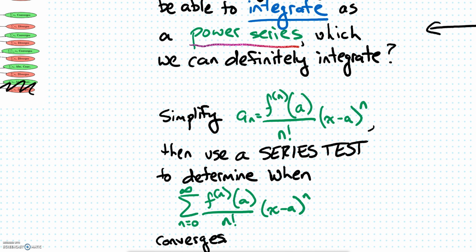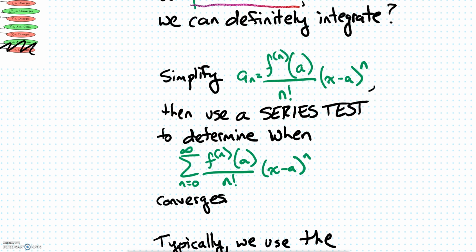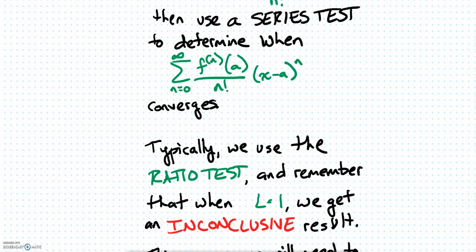Then we're going to actually simplify this, and we're going to use a series test to determine when this sum converges, or maybe when it diverges. Again, this is going to make a lot more sense when you actually go through the next video, but here's going to be our typical strategy that you can double back to.